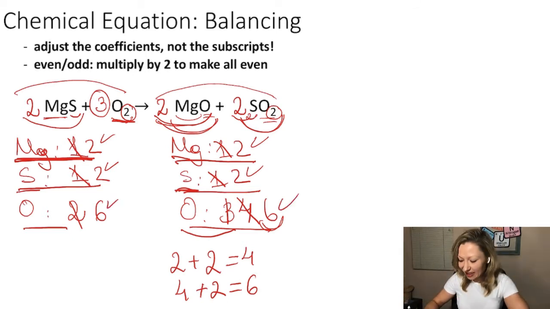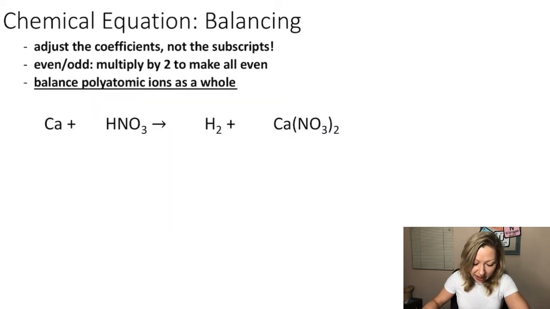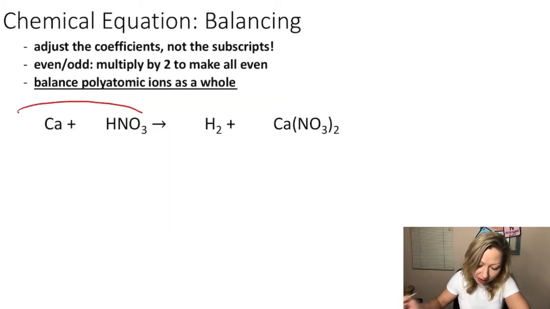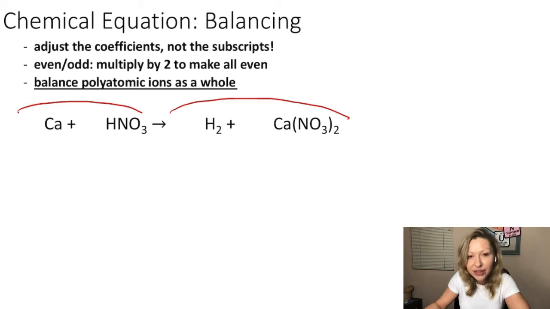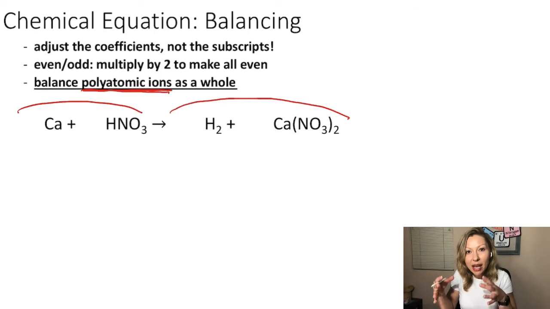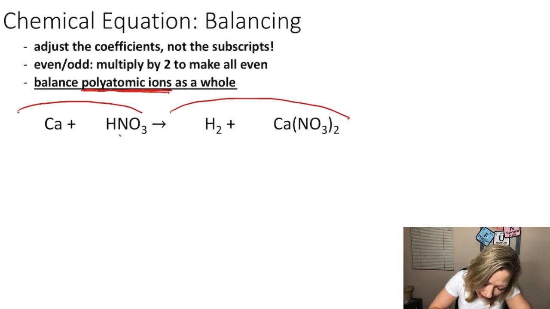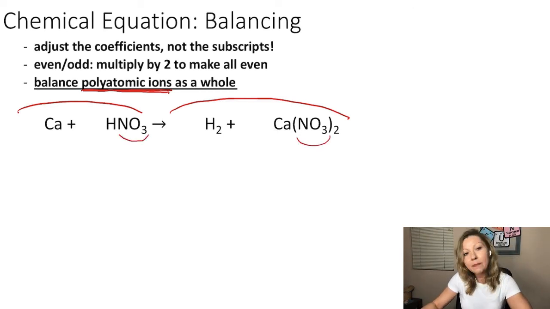Let's take a look at the next example. So here we have calcium and nitric acid on my reactant side, and hydrogen gas and calcium nitrate on my product side. And here I'm actually working with polyatomic ions. How do I know? Because I have the same atoms bunched together into an ion, in this case, the nitrate ion, NO3 minus. So when I'm balancing a reaction which contains polyatomic ions, I have to treat them as a whole. Let me show you how.